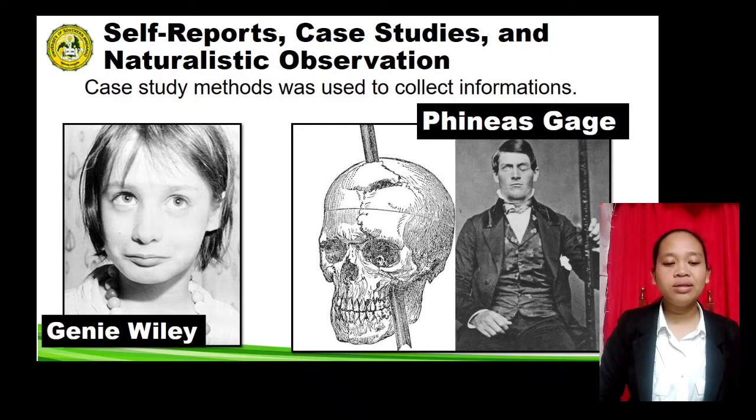On the other hand, si Phineas Gage naman ay isa sa mga pinaka-famous na pasyente sa neuroscience. Bakit? Because he experienced a traumatic brain injury when an iron rod was driven into his skull, as you can see sa picture, destroying much of his frontal lobe. He survived, pero ang kanyang personality and behavior ay nagbago. Sabi ng kanyang friends, he was an almost different person.